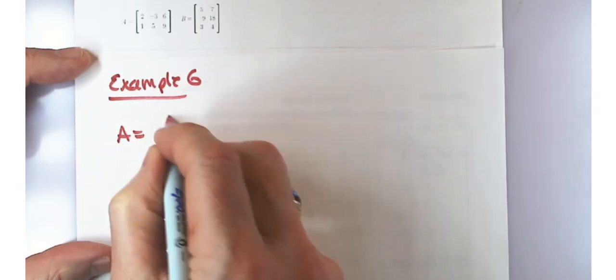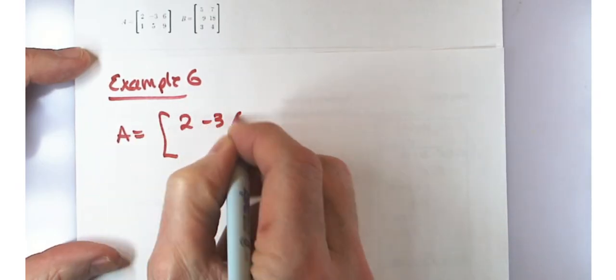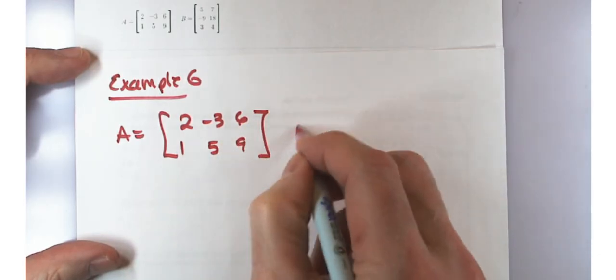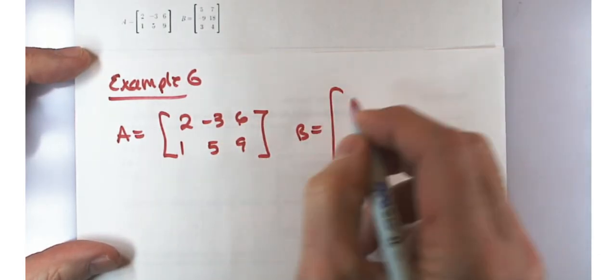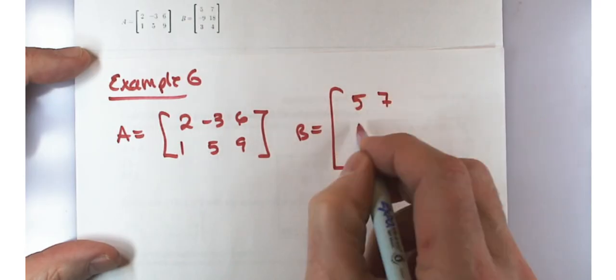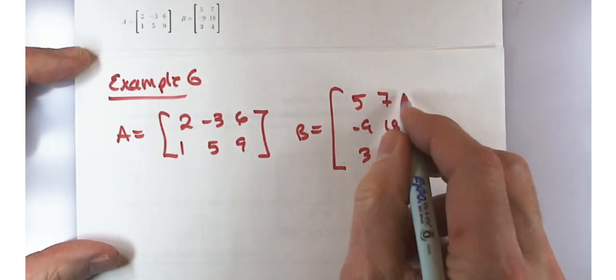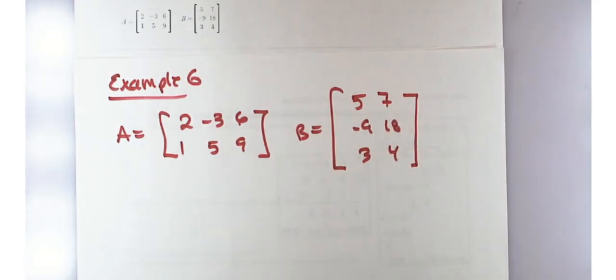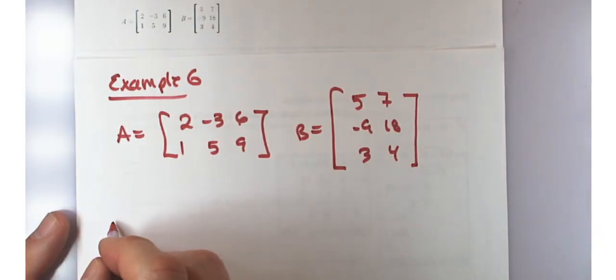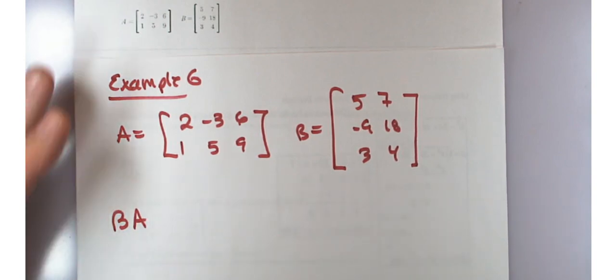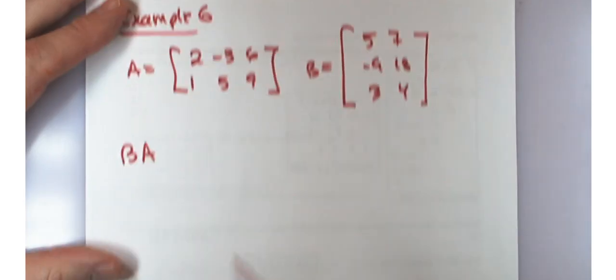A is 2, -3, and 6; 1, 5, and 9. B is 5, 7, -9, 18, 3, and 4. Now I'm going to give you the easier of the two jobs, which is to multiply A times B. But let's start out by multiplying B times A together.